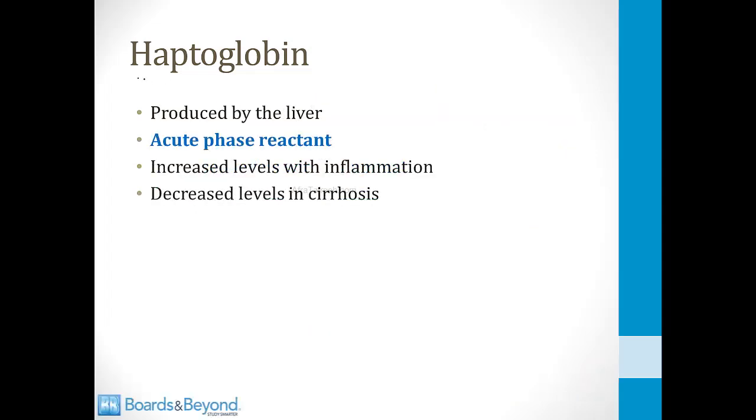A few more details of haptoglobin. It's also produced by the liver and it is an acute phase reactant. This means that increased levels can be seen in the setting of inflammation. You can also see decreased levels in the setting of cirrhosis. They don't necessarily indicate hemolysis in that clinical circumstance.